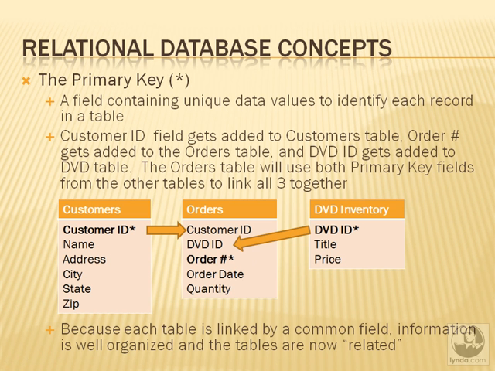So because each of these tables is linked by a common field, and you can see going from customers over to orders, we've got the customer ID field in here. And then from the DVD inventory table, we've got the DVD ID showing up in the orders table as well. This makes them related, or what we call a relational database.